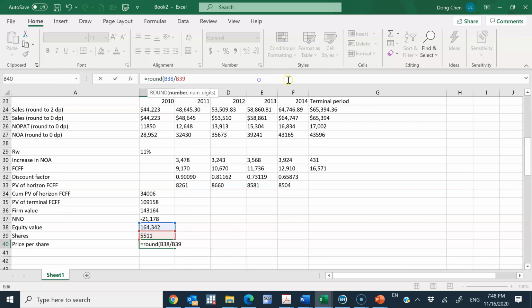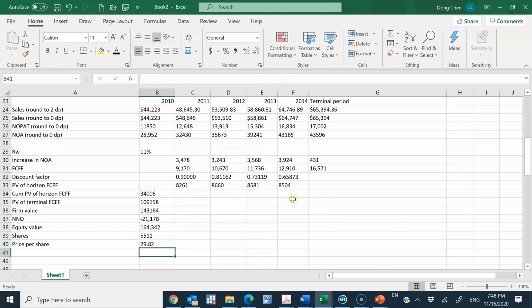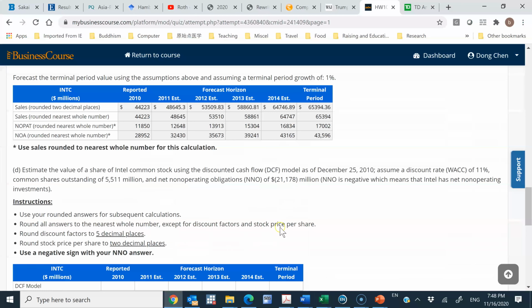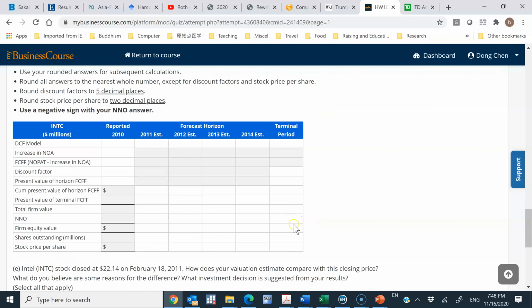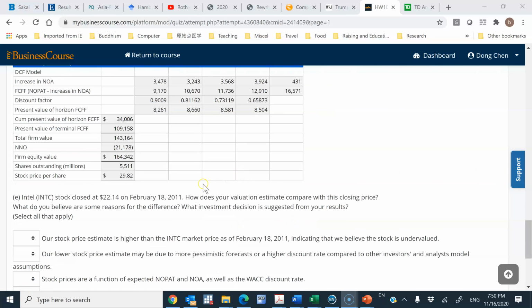And remember, the setup asks us to round this to 2 decimal places, so that's what we are doing. So I think we are done with this part of the question. The rest of the job is to copy the numbers back. All right, so I'm done with copying the numbers back.